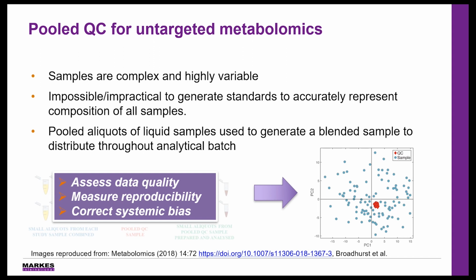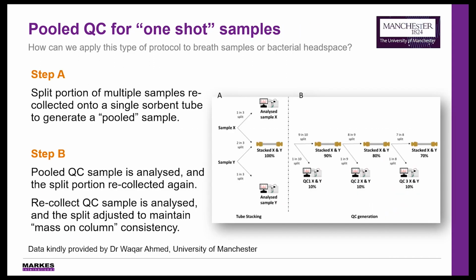To apply this using thermal desorption, Dr. Waqar Ahmed and the team at University of Manchester have used the recollection capabilities of the TD instruments that they have to create pooled QC samples. So during step A, a sample is analysed and a split portion of the sample is recollected onto a sorbent tube. This is repeated for multiple samples to generate a pooled sample with all split portions being recollected onto the same tube to create the QC.